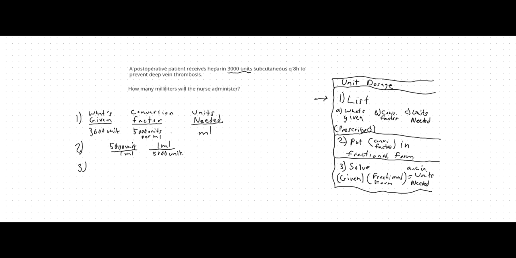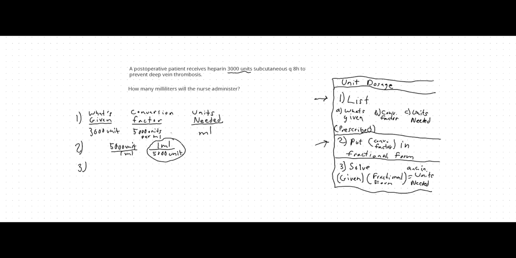Here's the rule: whatever units they're asking for goes on top of the fraction. What are they asking for? The units needed are milliliters, so milliliters goes on the top. So we know we're going to use this fraction from that conversion factor. We have completed step two. Now the last step is to just solve.